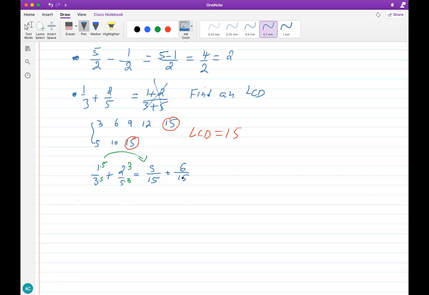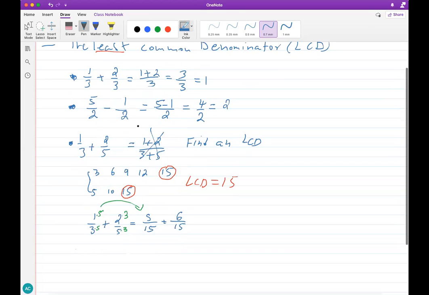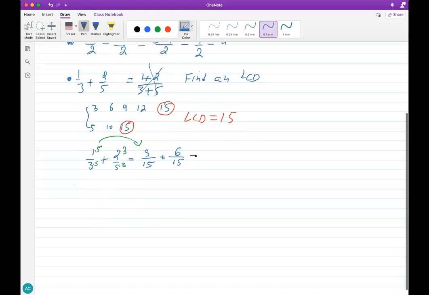Very good. Now that we have the same denominator, we can go ahead and do what we did here. I'm going to keep the denominator the same. It doesn't add up. Do not add it up. 15 here. And of course, just add the tops. 5 and 6. Get 11. And that's pretty much the answer.